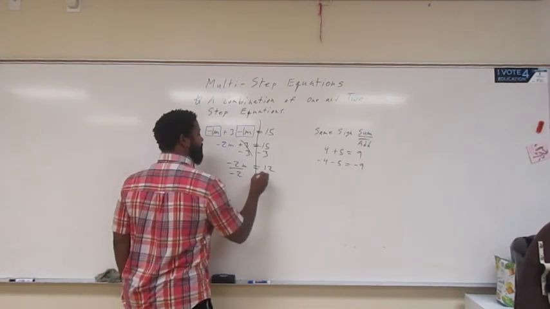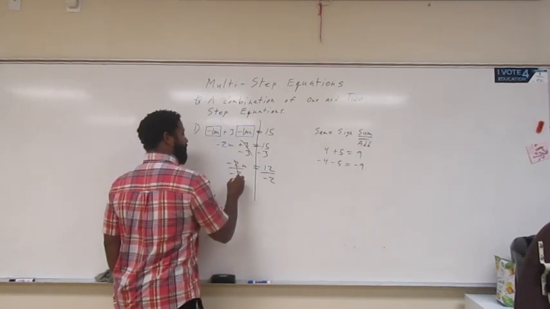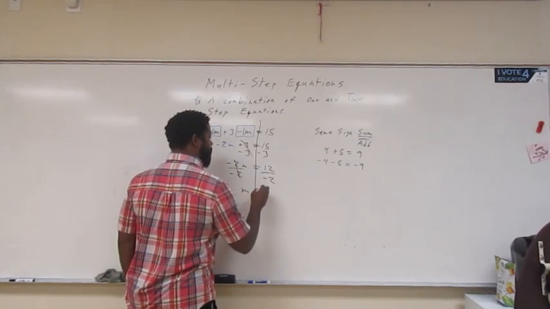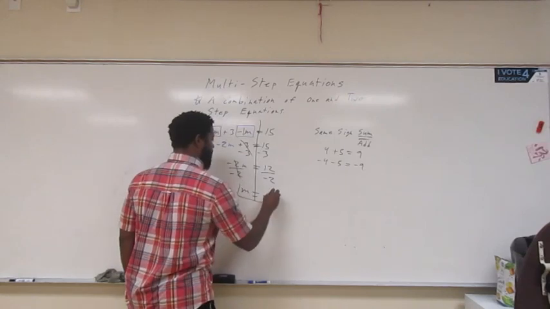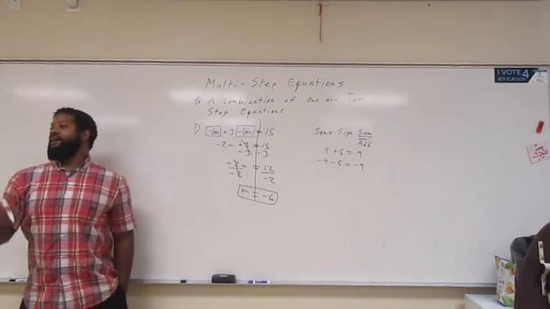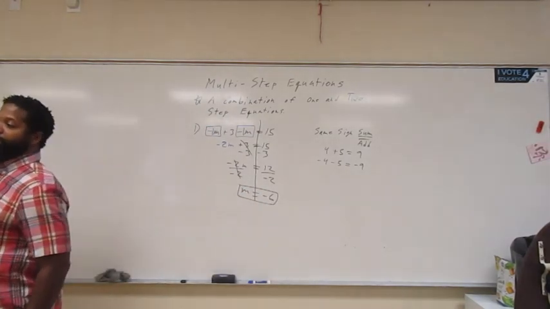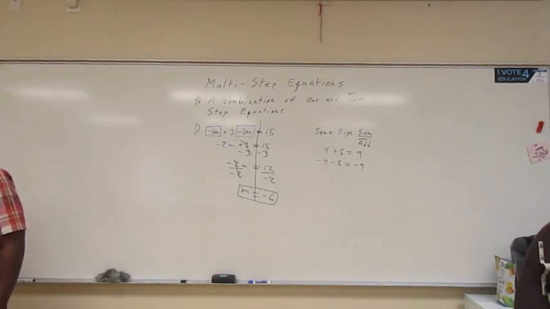We divide the negative 2 on both sides. Negative m is equal to negative 6, okay? Also, I have your answers on the back sheet of this paper, just in case, on the back, right here.